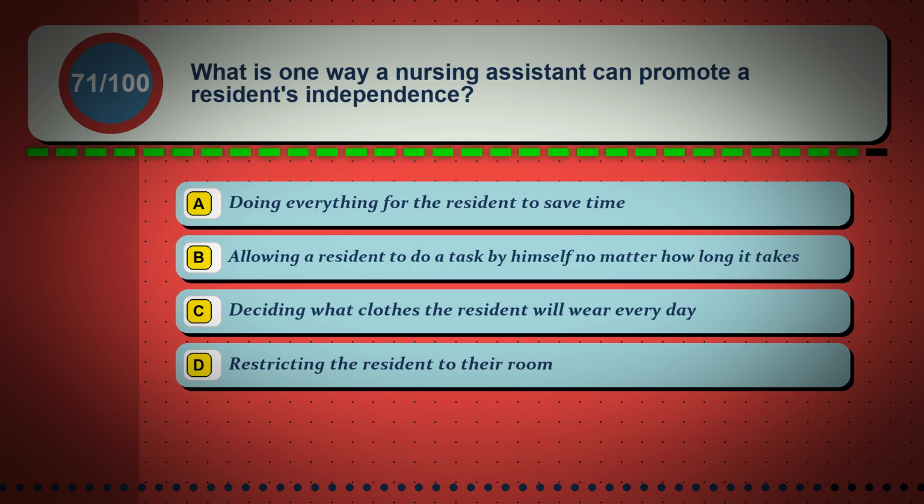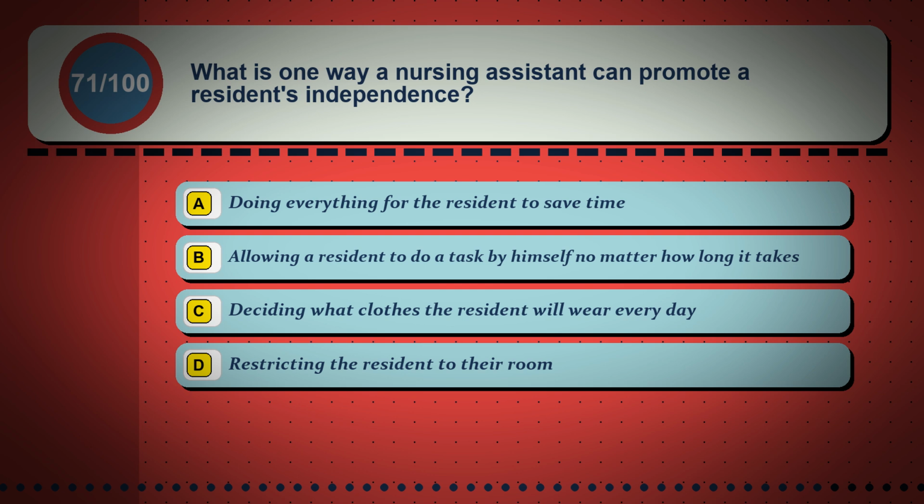Question 71. What is one way a nursing assistant can promote a resident's independence? Option A, doing everything for the resident to save time. Option B, allowing a resident to do a task by himself no matter how long it takes. Option C, deciding what clothes the resident will wear every day. Option D, restricting the resident to their room.